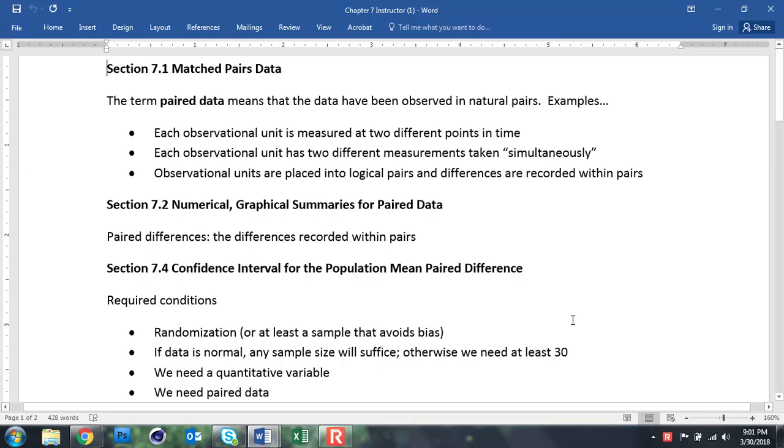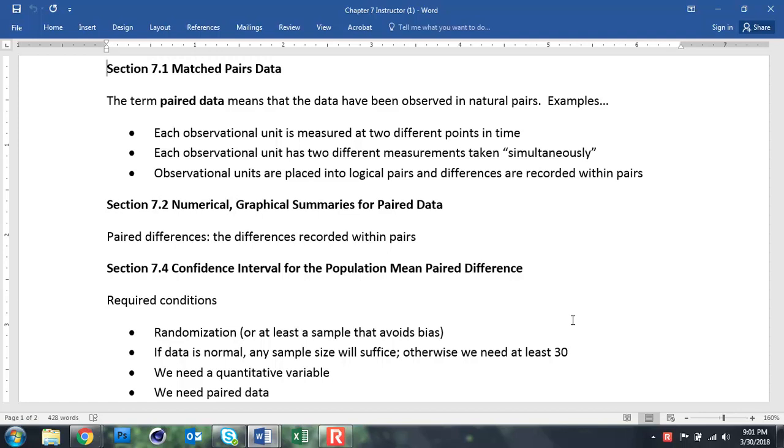This video will cover Chapter 7 out of the Gabrosek Stephenson textbook. Chapter 7 is about matched pairs data, where we have some sort of pairing with the data that we collect, and our data has been observed in natural pairs. So the term paired data means the data has been observed in natural pairs.